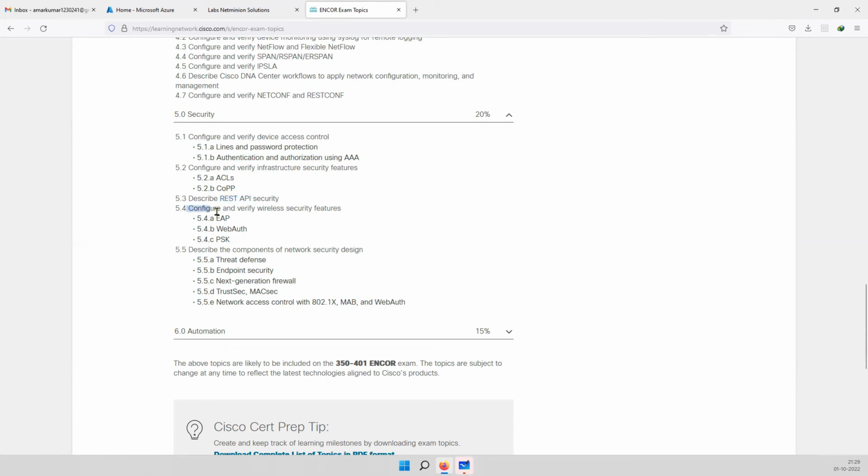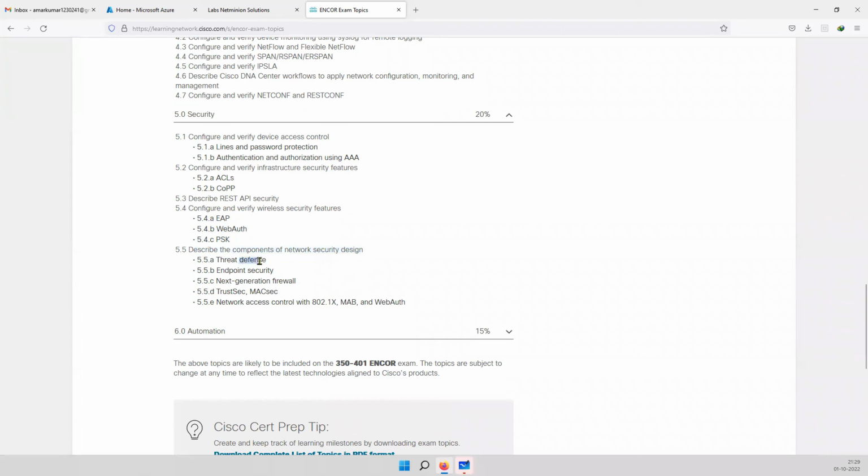And then we are going to talk about wireless security, where we are going to talk about EAP, web auth, and PSK, which is pre-shared key. All these things we are going to talk about. And then we will describe the components for the network security design.